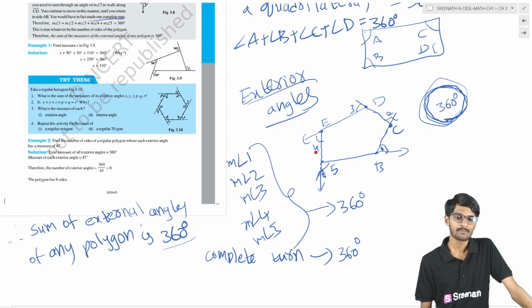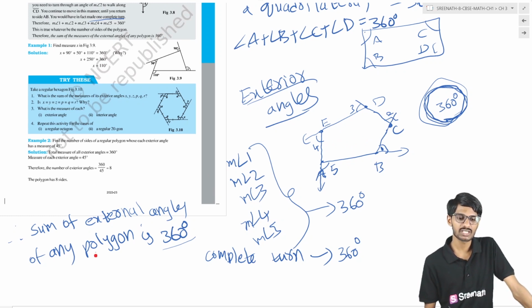This is not only for quadrilaterals; this is not a quadrilateral here. So this is for any polygon. The sum of the exterior angles of any polygon is 360 degrees, students. So this is what you have to learn. Why? Because you are making a complete turn.